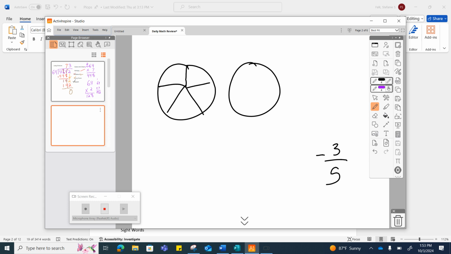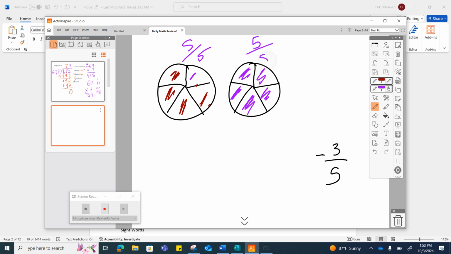Watch this. Those are fifths. 1, 2, 3, 4, 5. That's 5/5 made one whole. Sorry, they're different colors. 1, 2, 3, 4, 5. So they're 2 sets of 5/5. They're also 10/5, or they're 2 wholes.